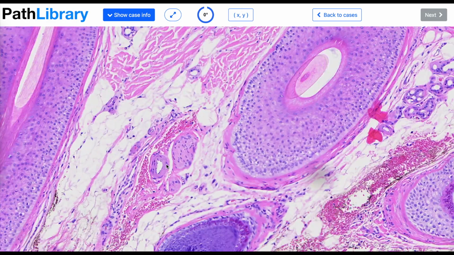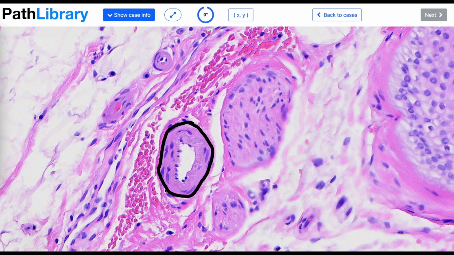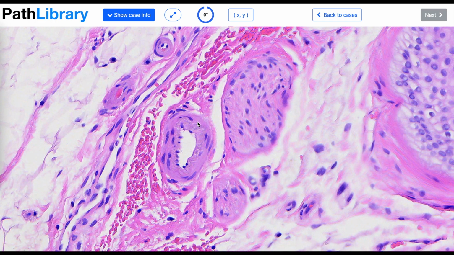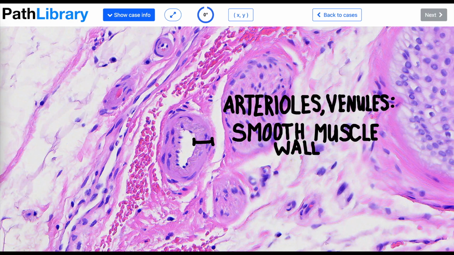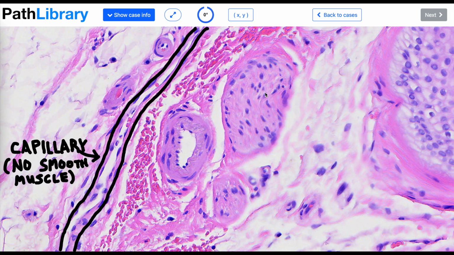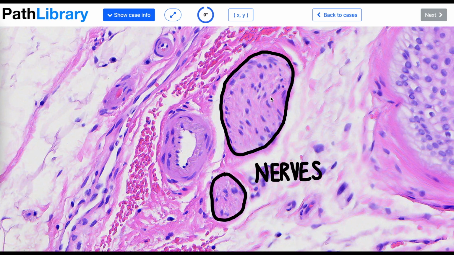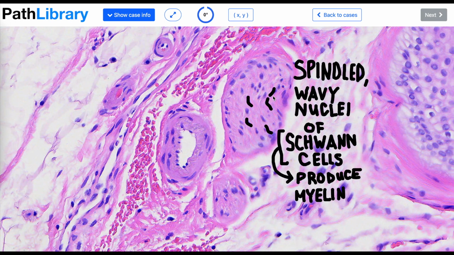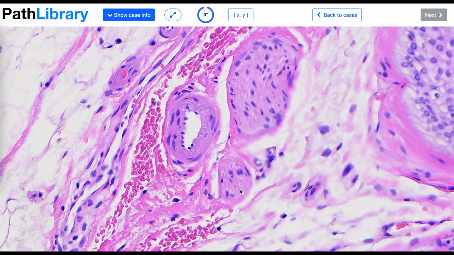Let's find a slightly bigger vessel. Here we are. Here's a slightly bigger vessel. This is probably an arteriole or a venule. It's hard to tell the difference between those two vessels, but as you can see, compared to the capillary, it has a bit of a smooth muscle wall to it, a little bit thicker than your capillary. Right beside it, we have some nerve bundles. Nerve bundles have these wavy, spindled nuclei, and they have this pale eosinophilic cytoplasm.